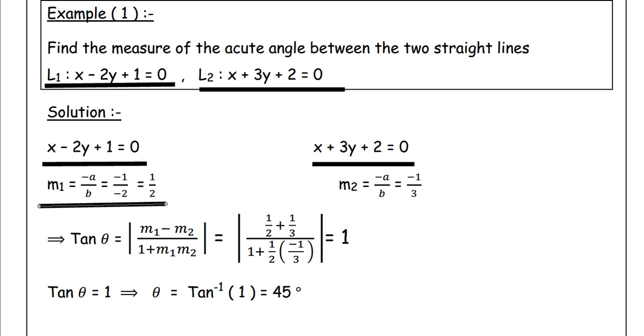The absolute value of (1 over 2 plus 1 over 3) over (1 plus half times negative 1/3). So the answer is 1. Tan theta equals 1. How can we get theta? To get theta, shift tan 1. Shift tan 1 is 45, so the angle is 45.